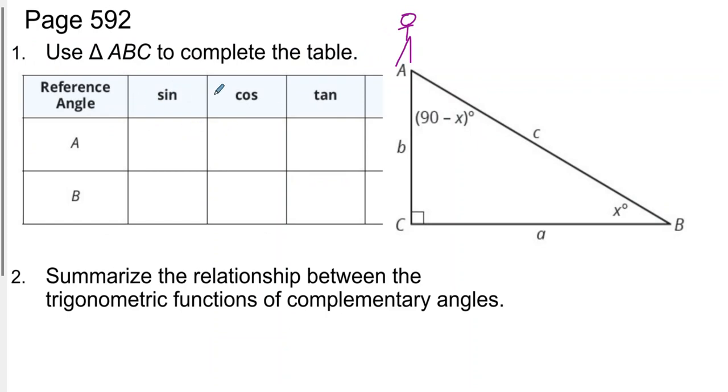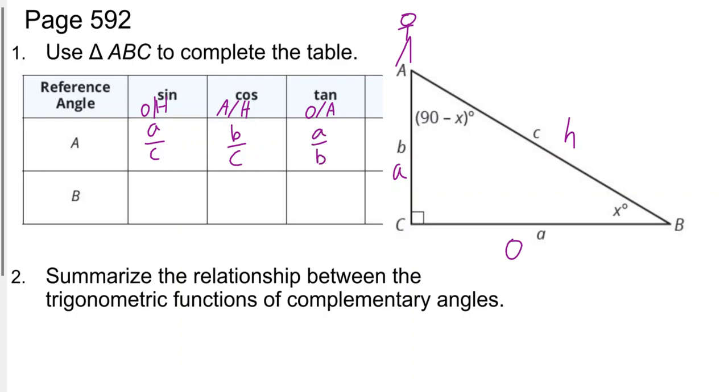SOHCAHTOA: sine is opposite over hypotenuse, cosine is adjacent over hypotenuse, and tangent is opposite over adjacent. Good thing I know SOHCAHTOA. So if I have reference angle A, I'm going to label opposite, hypotenuse, and adjacent. Now I can make my ratios really fast. Sine is going to be A over C. Cosine is going to be B over C. Tangent is going to be A over B.